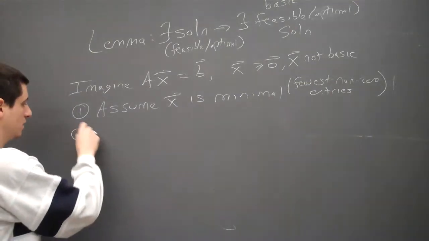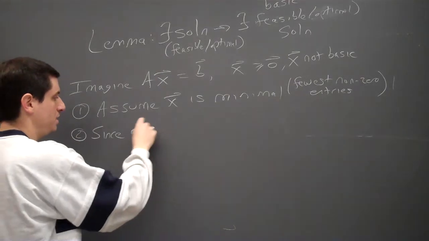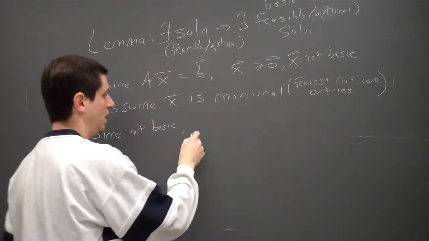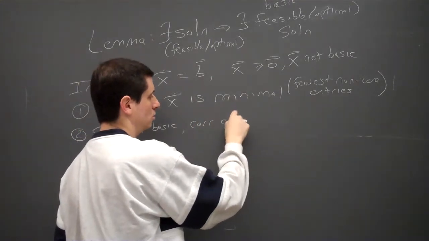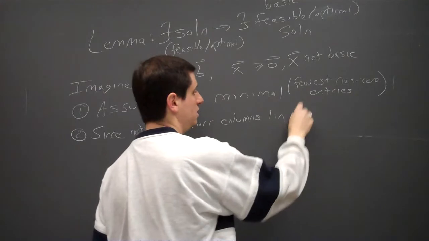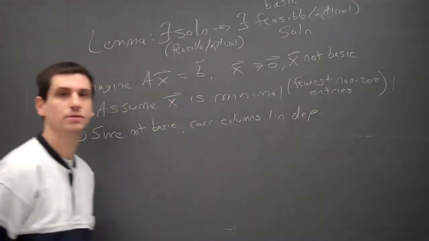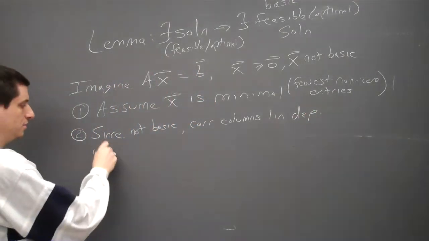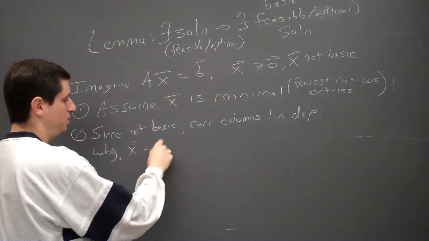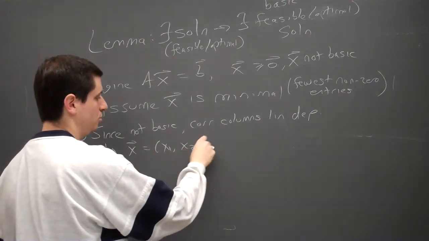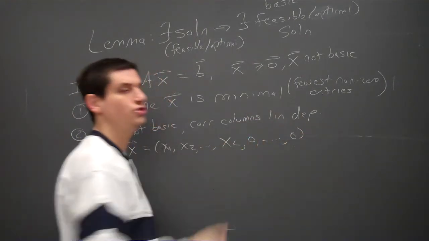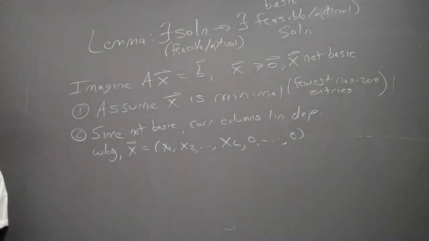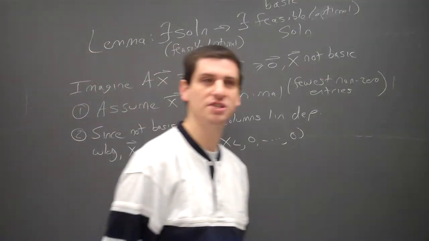Okay, so how can we now continue? Well, since not basic, the corresponding columns are linearly dependent. So without loss of generality, let's let x be x1, x2, ..., xl. Let's just assume that the non-zero entries are the first few. It doesn't really matter. Just notationally, this prevents me from doing indices on indices.